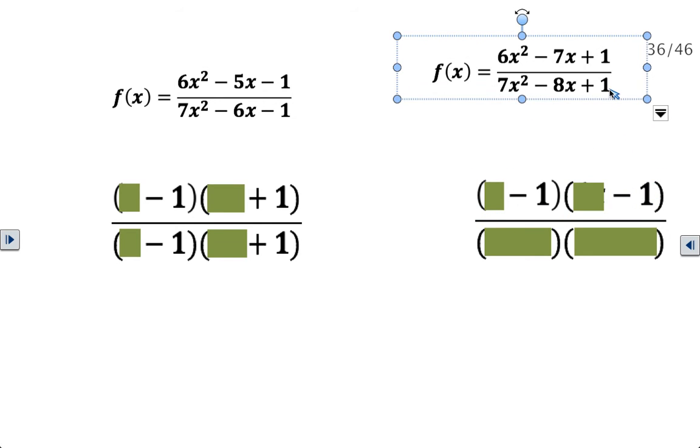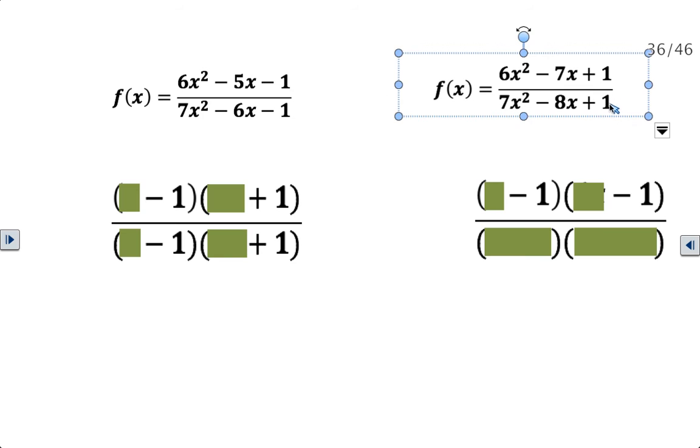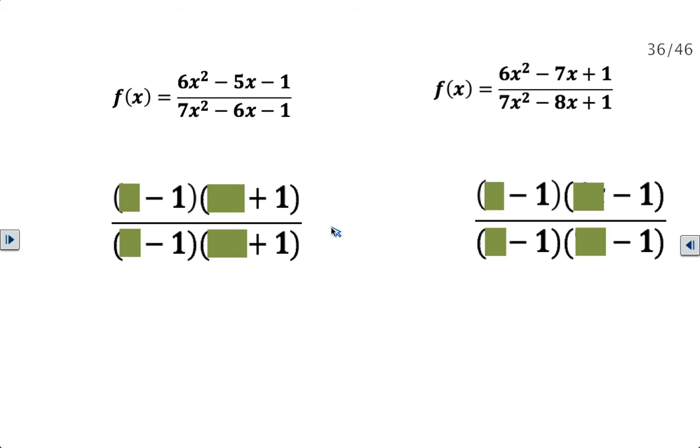So in this case, because I want a 1 here, 1 times 1 is 1, so I'm going to have negative 1s in my factors. Okay. Now for the next part, you have a leading coefficient of 7. So you're going to have just two terms that you multiply together to get 7x squared. So in that case, a 1 and a 7 will give you 7x squared. And then a 1 and a 7 here as well.